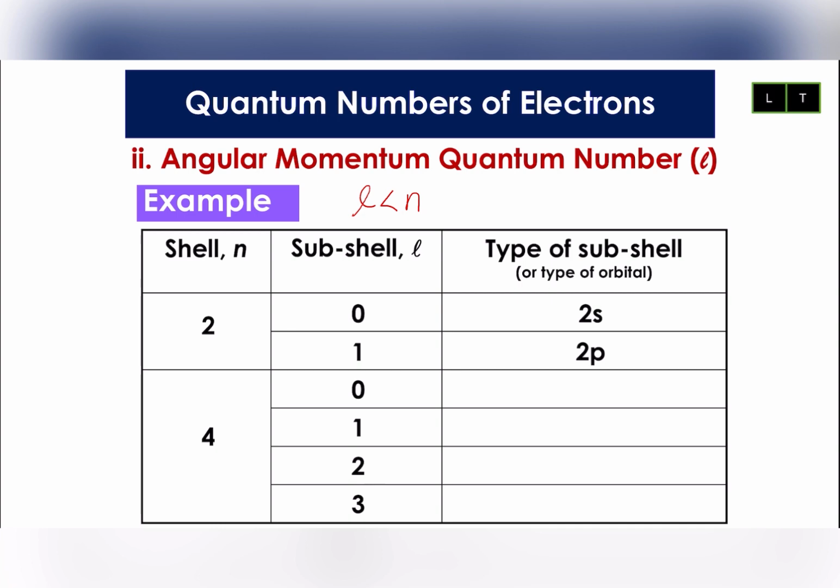For 0, it will be 4s. For 1, it will be 4p. When L equals to 2, it will be 4d. And when L equals to 3, it will be 4f. So it is very important for you to memorize S, P, D, F, because it brings the value for L equals to 0, 1, 2, 3.